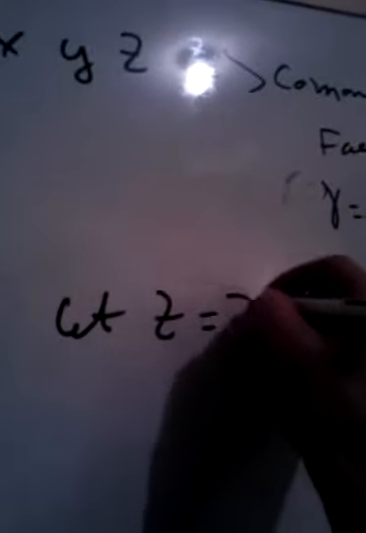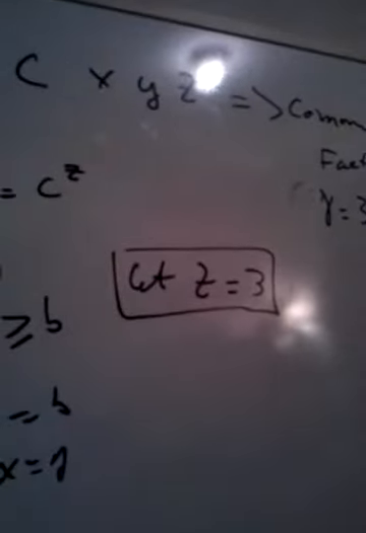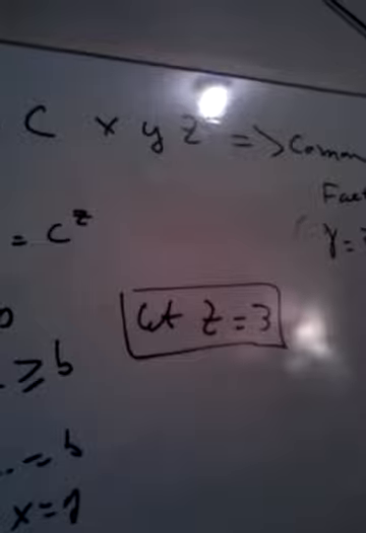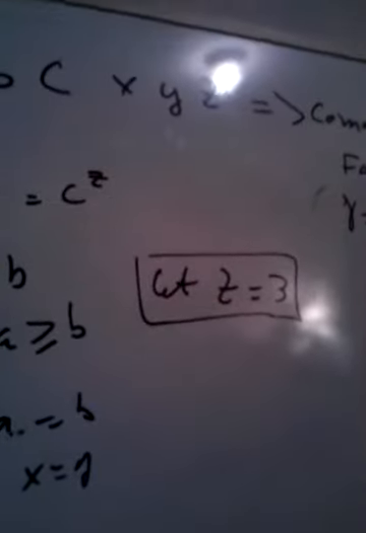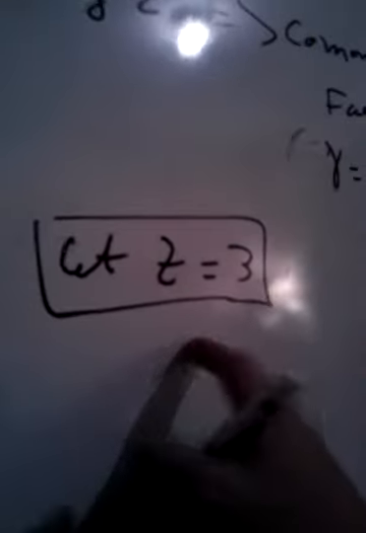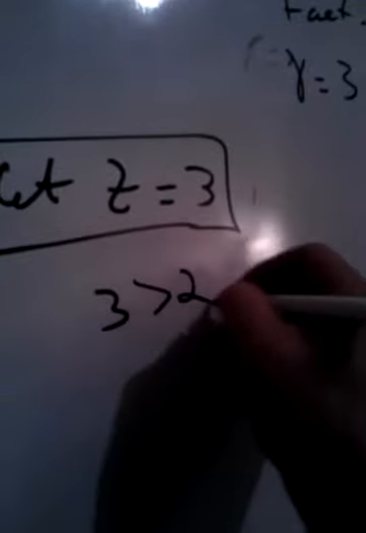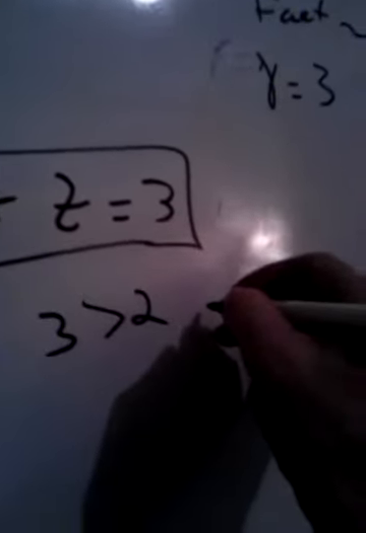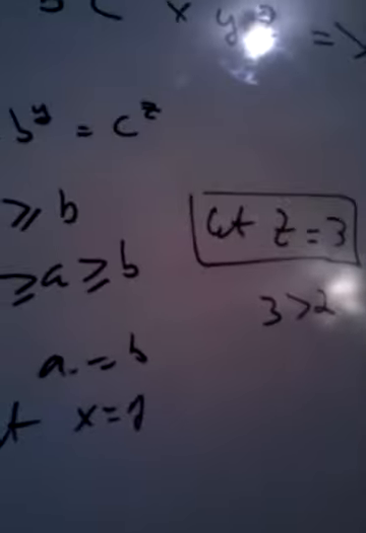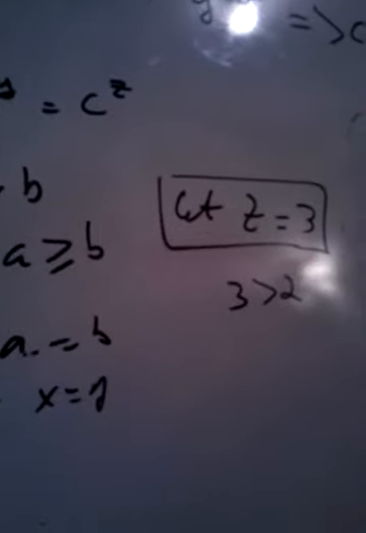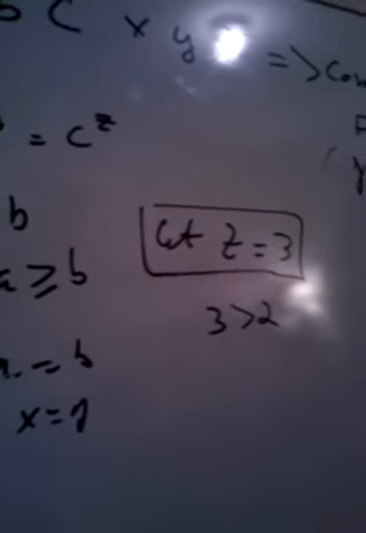Then I'm going to assign Z a definite value: let Z equal 3. I want to point out that 3 is greater than 2, and it also has a prime factor of 3. All right, so let's get on with the problem.